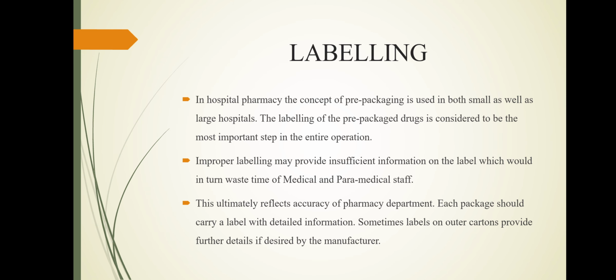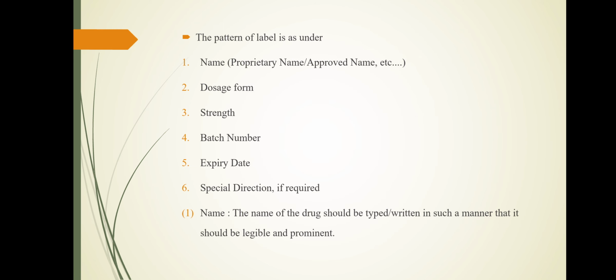Next is the labeling. Labeling is very important. The concept of pre-packaging is very important for both small as well as large hospitals. Improper labeling will lead to insufficient information on the label that will waste the time of the medical and paramedical staff. The pattern of the label is as follows: the name of the proprietary or the approved name, then the dosage form, the strength, the batch number, expiry date, and the special directions.